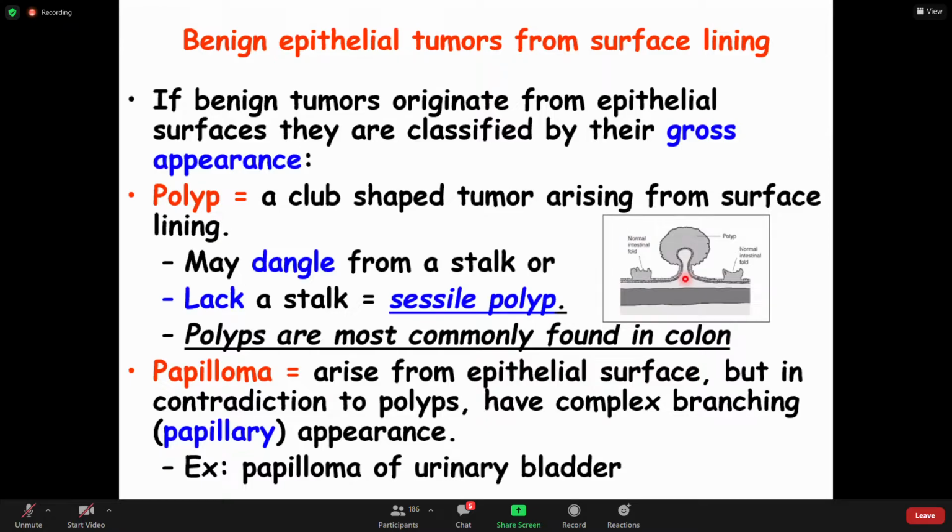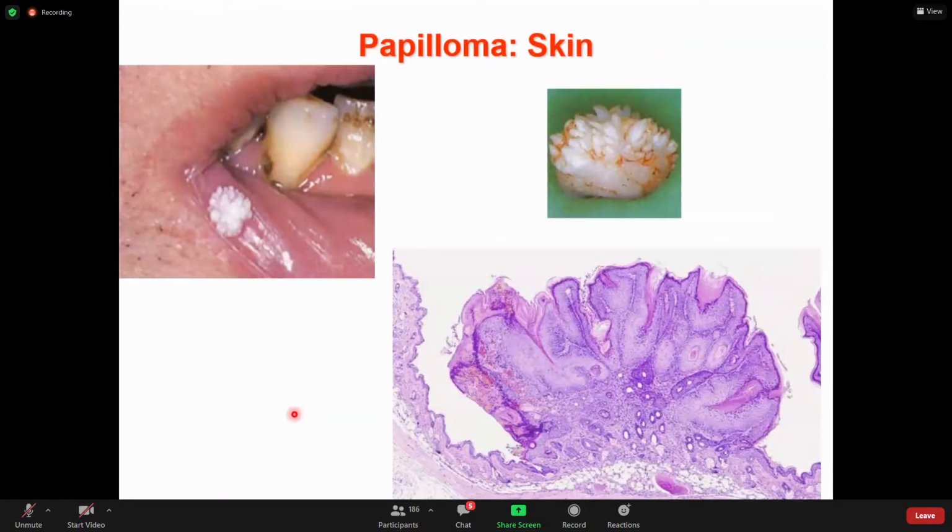All right, so papilloma is going to have a different kind of configuration than the polyp. This one will have what you call complex branching. Let's see how it will look. Look at a papilloma that you are finding here arising in the corner of the mouth.